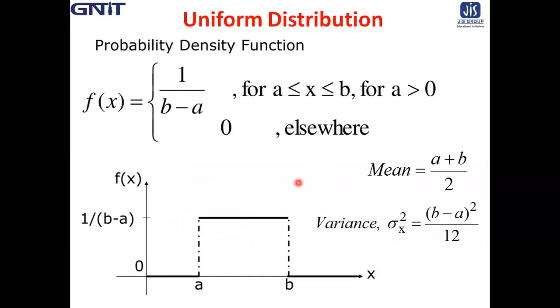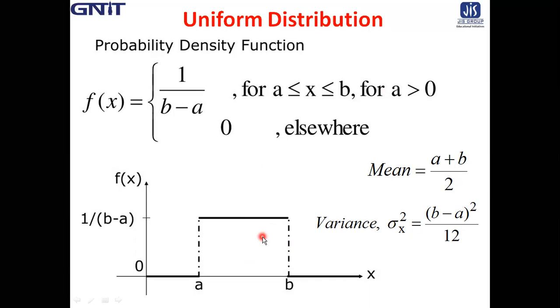Next is another distribution, which is uniform distribution. If a continuous random variable x is equally likely to be observed in a finite range and is likely to have a zero value outside this finite range, then the random variable is said to have a uniform distribution. The PDF of uniform distribution is shown here.